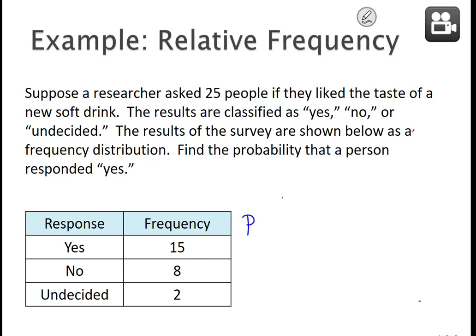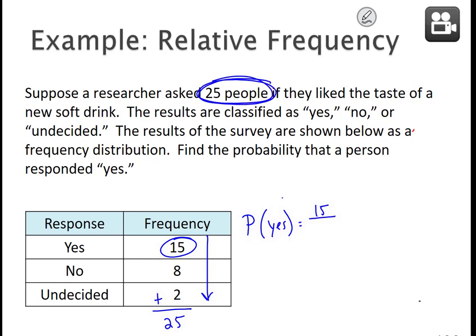So mathematically, we would write P, parentheses, we're looking for the yeses. We know that probability is part out of the whole, so if we look in the chart, we see that the part of the yeses is 15 out of the total. If your chart doesn't have a total, you may need to add. So we have 15 plus 8 plus 2 gives us 25, or remember that you read in the problem that there were 25 people.